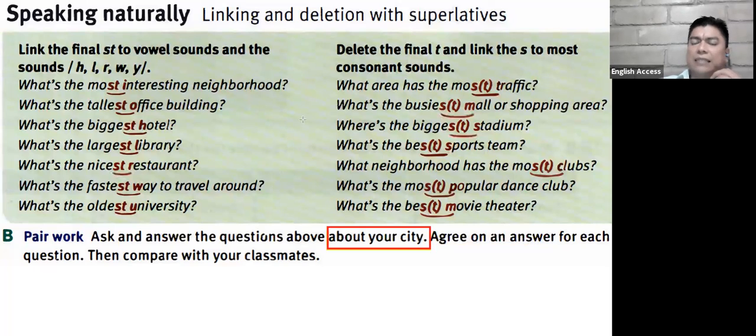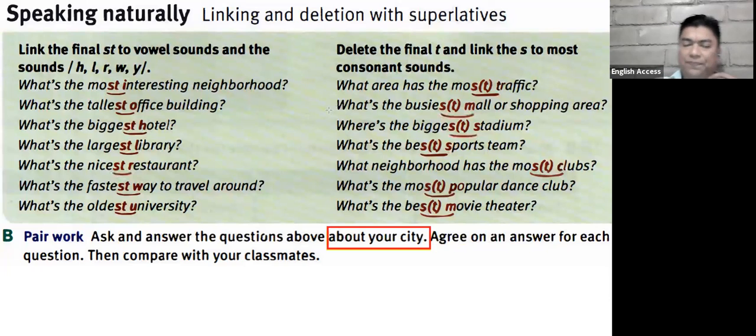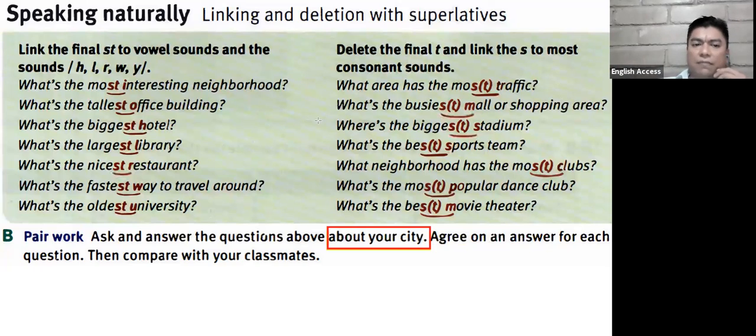So just ask and answer, please, because Sue is in Acapulco, Danny is in Tasco el Viejo. Natividad, where are you at, mister? In Lombardia. And Emmanuel, where are you? In Estado de Mexico. There you go. So you don't have to agree. Just talk about your city.